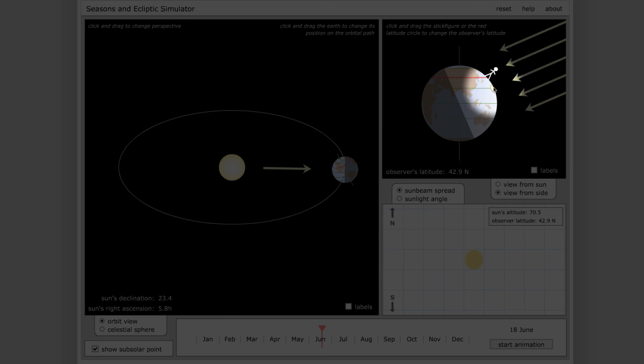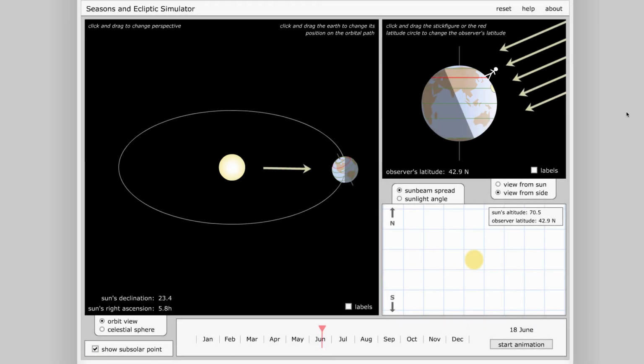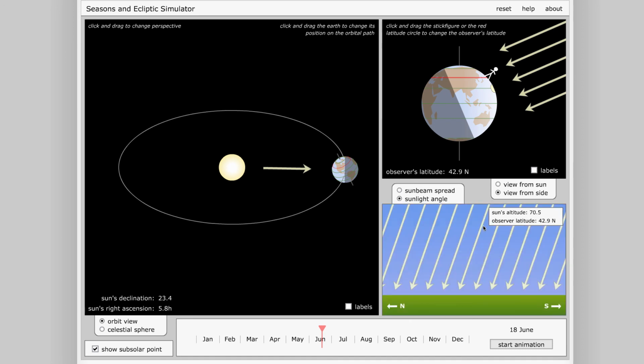So right now, given this position, the most direct insolation is striking the Tropic of Cancer. So let's take a look and see what we have with seasons, using this and tying it back into the previous animation that we took a look at. I'm going to change this to go from sunbeam spread to sunbeam angle, and this again is showing that angle of sunlight that we're receiving.